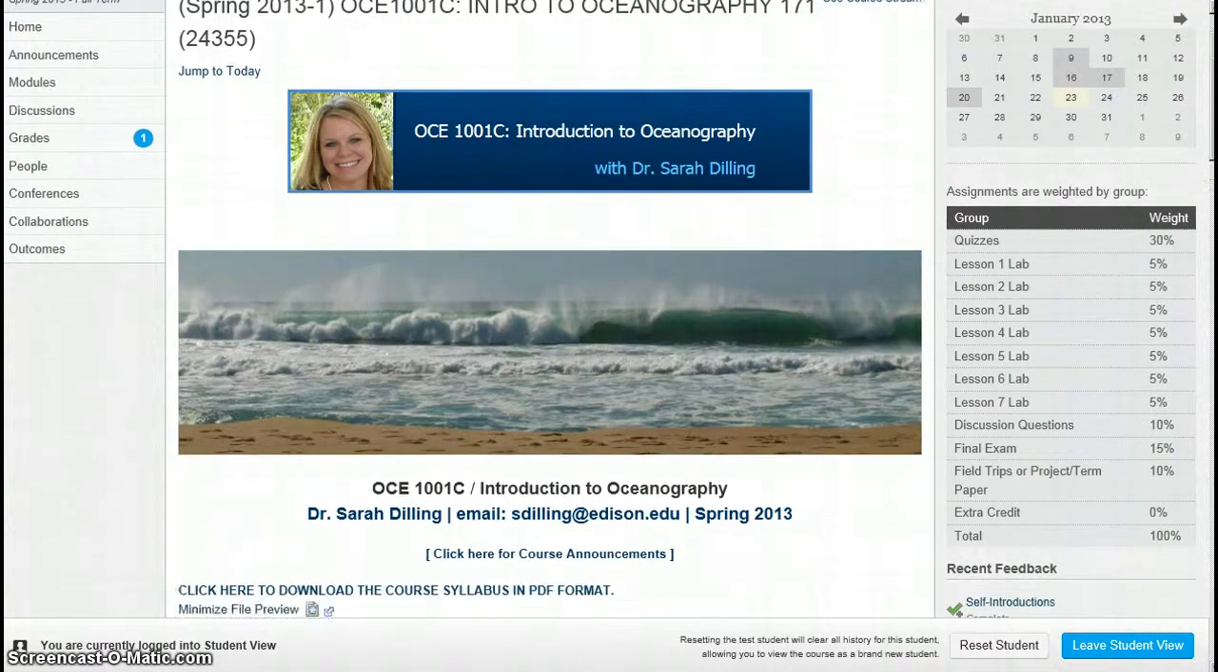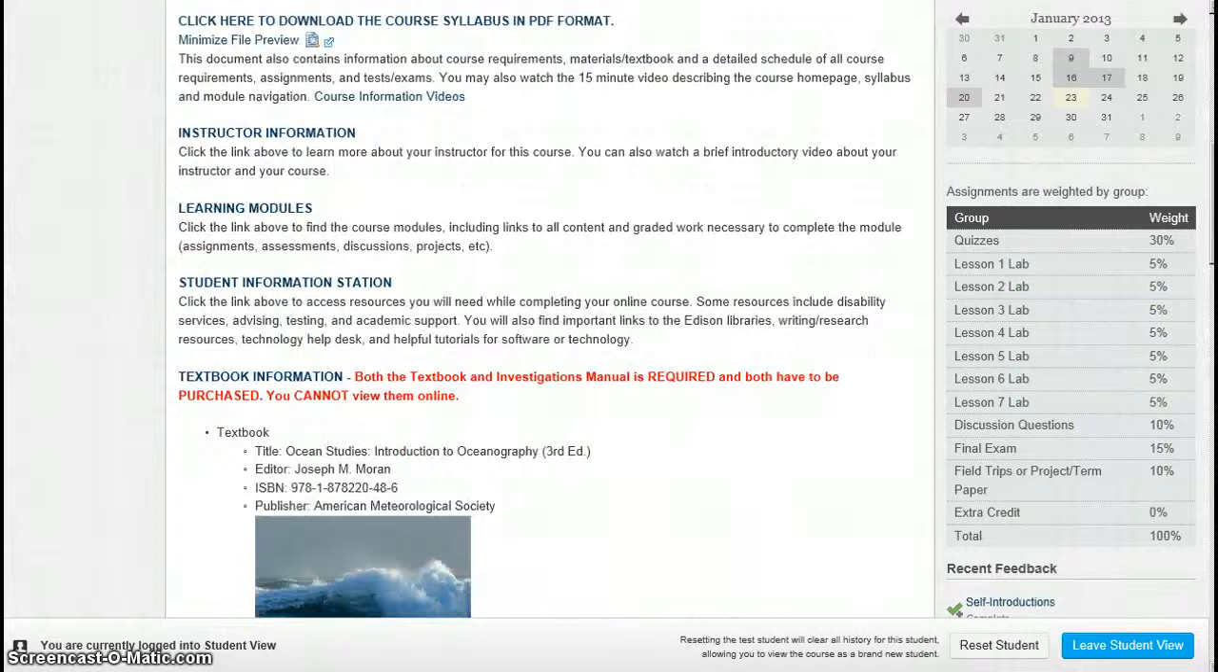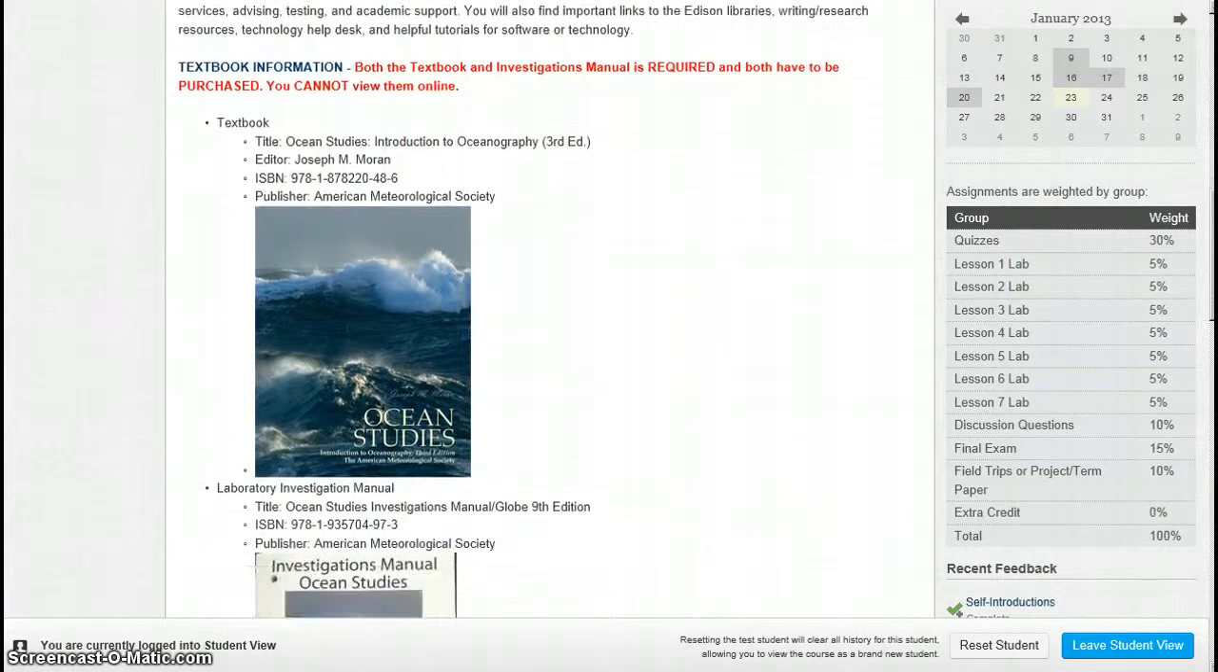If I were to scroll down to about midway, you can see where we start talking about the textbook information for this class. As you can see here in red, both the textbook and the investigations manual is required, and both have to be purchased. You cannot view them online. I don't know how much I can stress this enough. You cannot see the laboratory exercises anywhere online. You have to physically purchase the textbook and lab manual. There's two different books you have to buy.